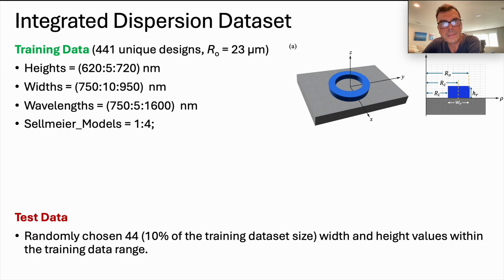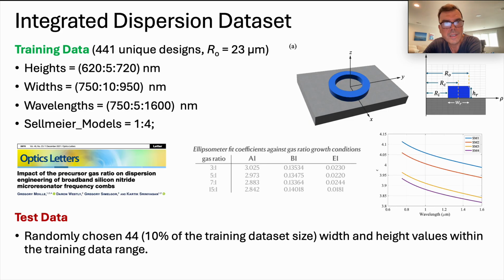For the training data set, we have 441 unique designs, meaning that we change the height and the width of these rings. For all the rings, the outer radius is equal to 23 micrometer. For the heights, the range goes from 620 nanometer to 720 nanometer at steps of 5 nanometer. And for the width, 750 nanometer to 950 nanometer at steps of 10 nanometer. So we calculated effective indices at 171 wavelength values from 750 nanometer to 1.6 micron.